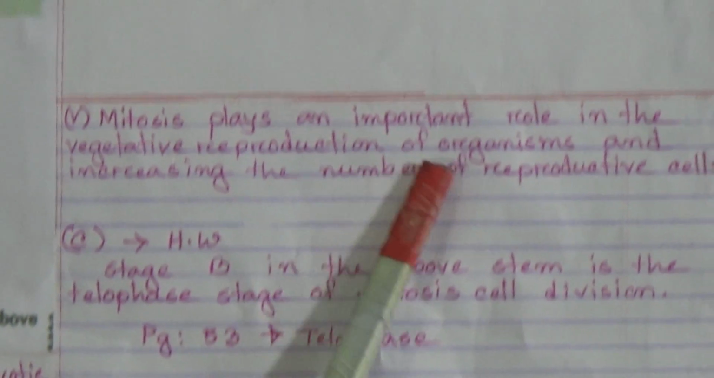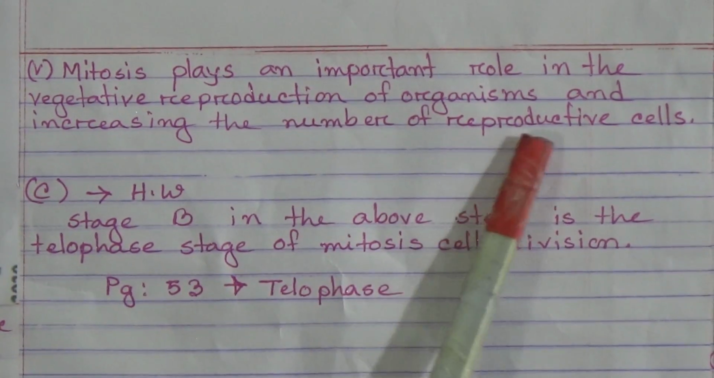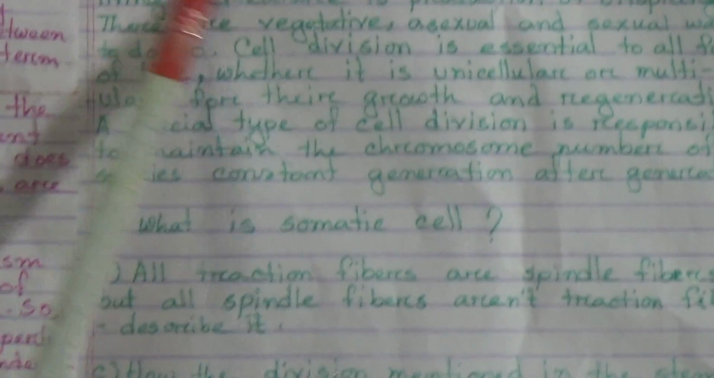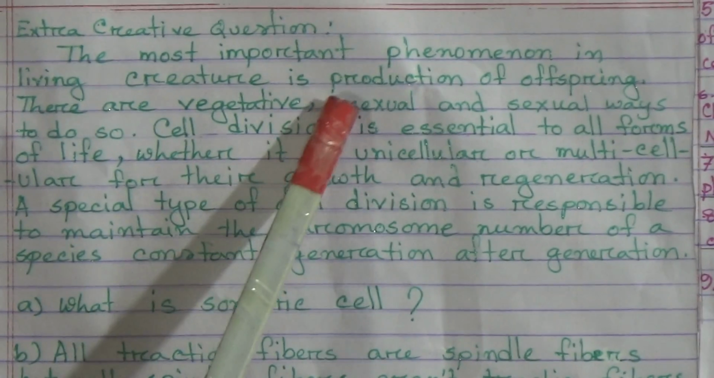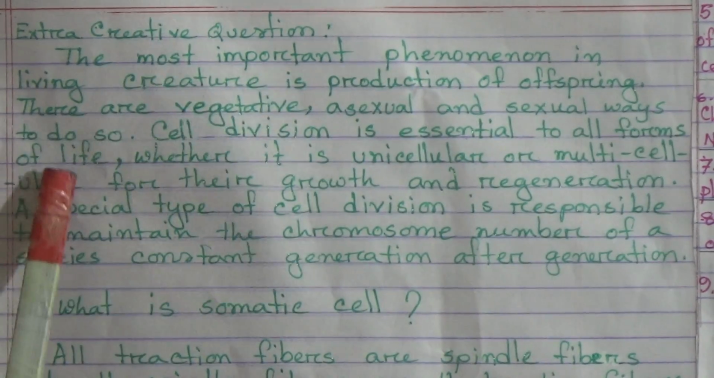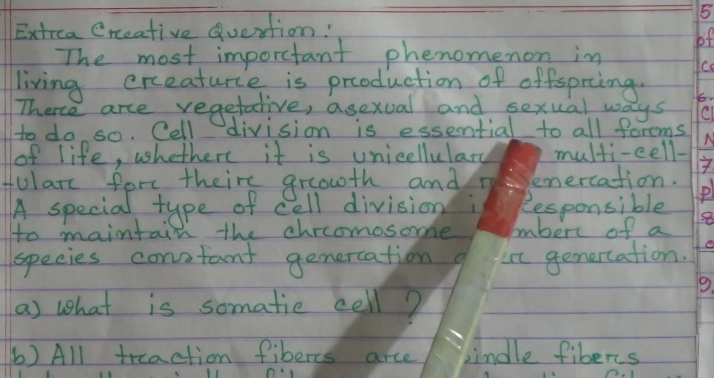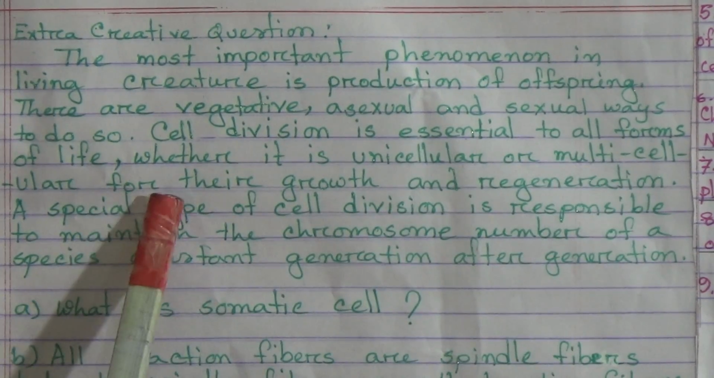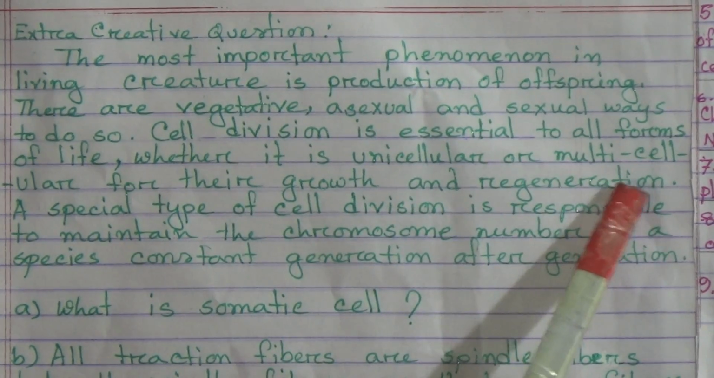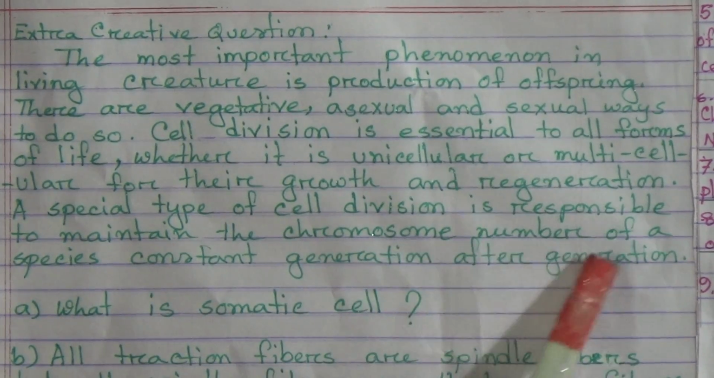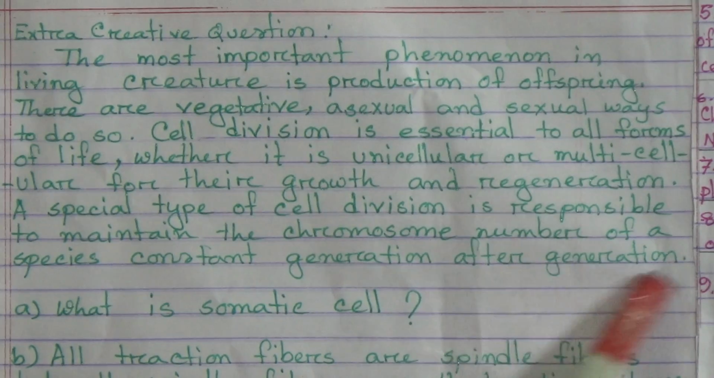Mitosis plays an important role in the vegetative reproduction of organisms and increasing the number of reproductive cells. Now come to the extra creative question. The most important phenomenon in living creatures is production of offspring. There are vegetative, asexual and sexual ways to do so. Cell division is essential to all forms of life, whether unicellular or multicellular, for their growth and regeneration. A special type of cell division is responsible to maintain the chromosome number of a species constant generation after generation.